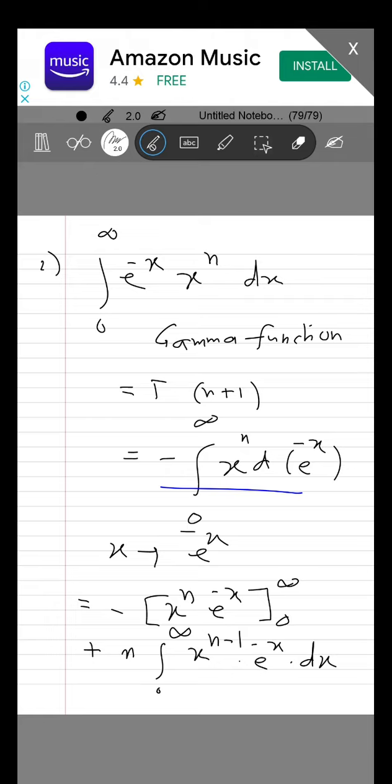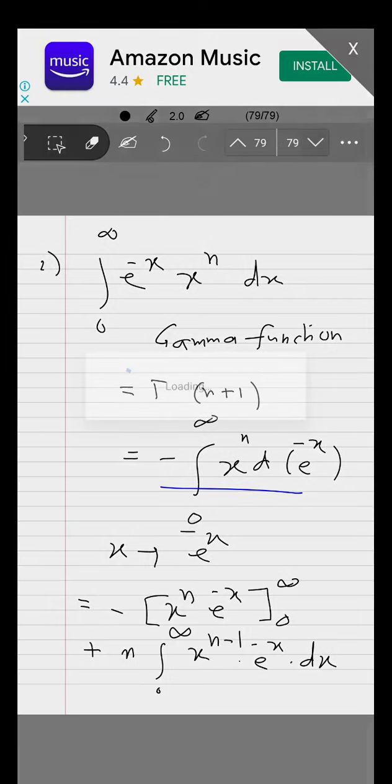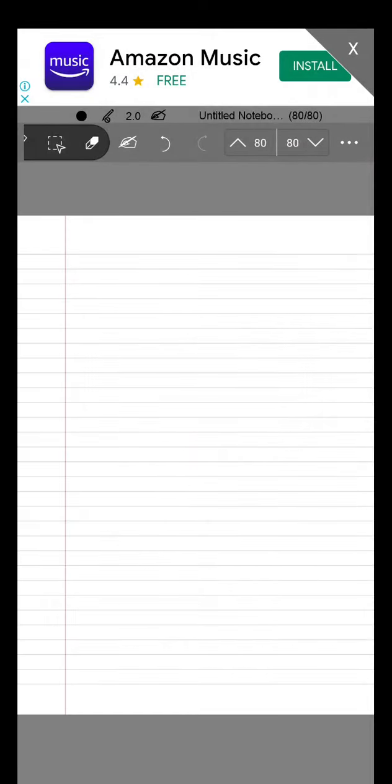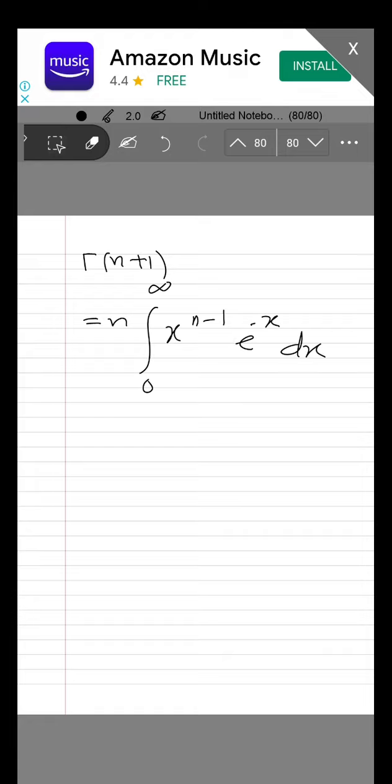And so integration by parts that we obtain is gamma n plus 1 is equal to n into the integral from 0 to infinity of x to the power n minus 1 e to the power minus x dx, and it is nothing but n into gamma n.